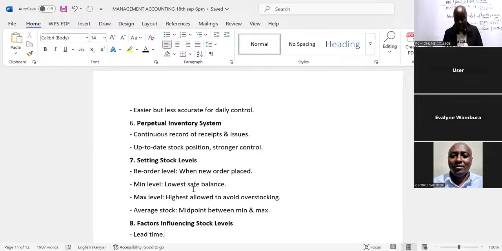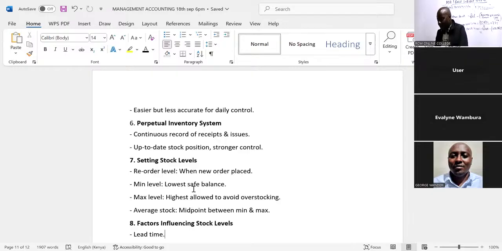Once you have reached there, remember most suppliers keep on cheating us. They'll tell us that they are going to deliver their supplies today at 4 p.m. At 4 p.m., you try calling them, they don't pick up. So once we have hit the danger level, we must even think of other alternatives. For example, calling in a different supplier, or if you are shipping these goods from China, we can even consider air freight early, because now we have hit the very lowest. So whenever we talk of minimum level, we are calling it the lowest safe balance.